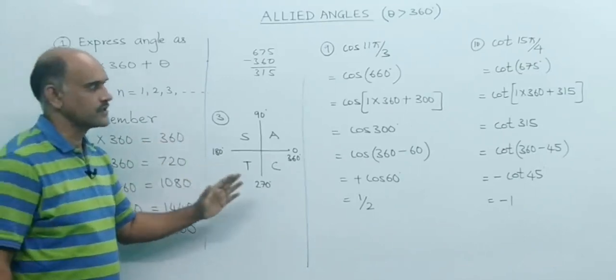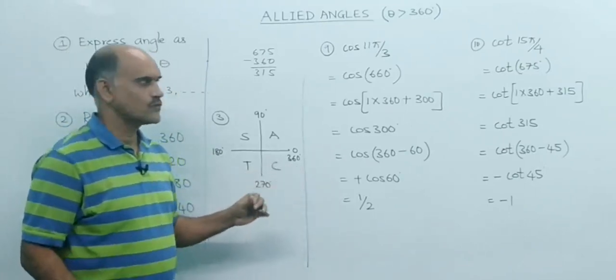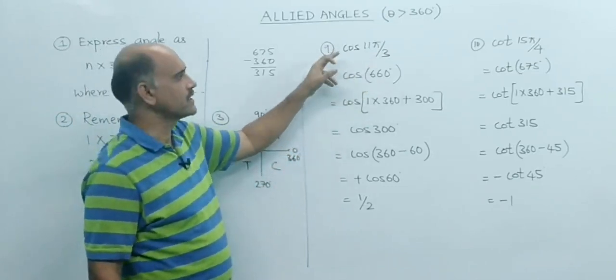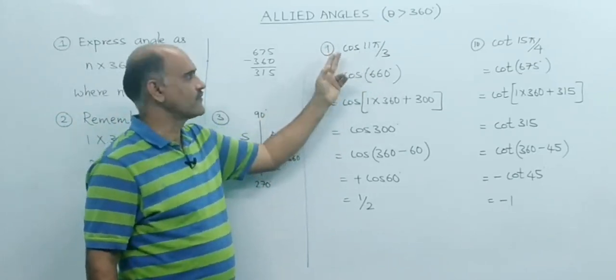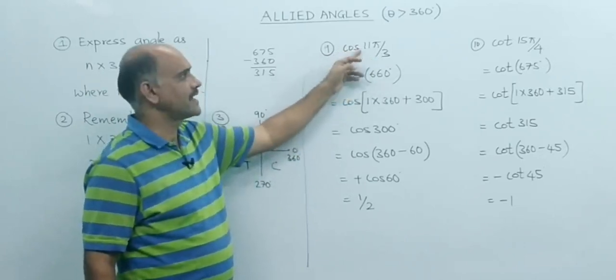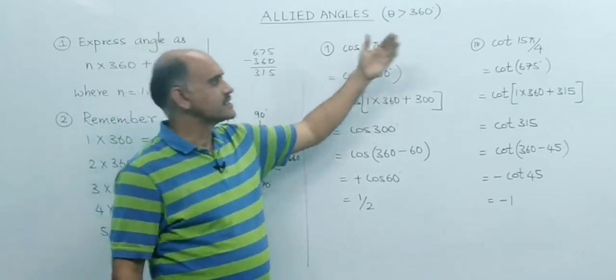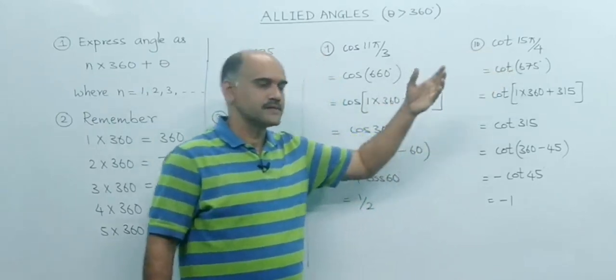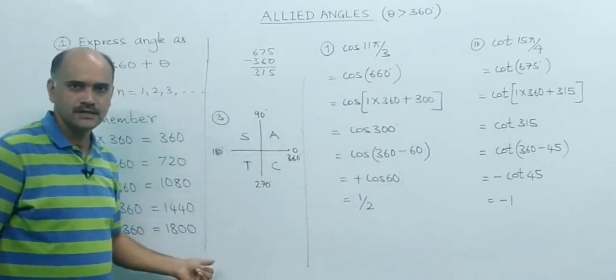So you can solve these problems on your own. You can take other angles. Else, whatever angle I have taken, for that you can take different functions. For example, the same problem you can try as tan 11 pi by 3. Similarly, this you can try as secant 15 pi by 4. Similarly, other problems also you can try.